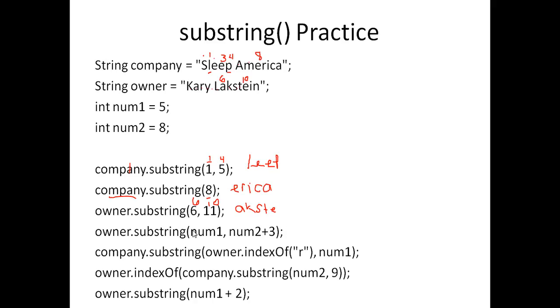Okay, then this one, num1 is 5, and then num2 is 8. And then 8 plus 3 is 11, so this is actually 11. Now, it's going to look for the substring from position 5 through position 10, because we subtract 1. So 5 to 10 in the variable owner.